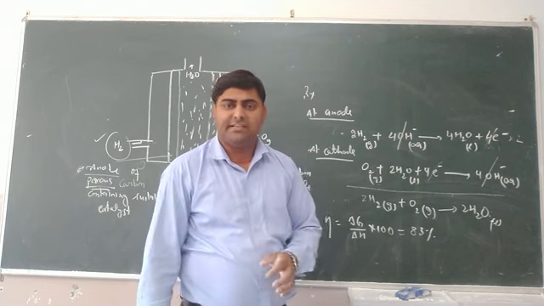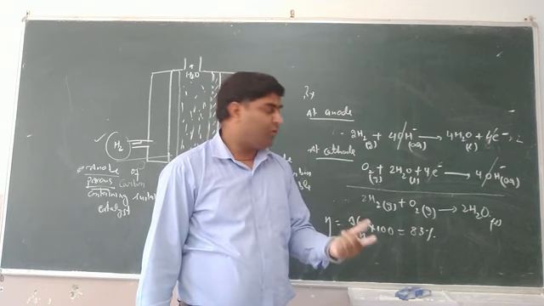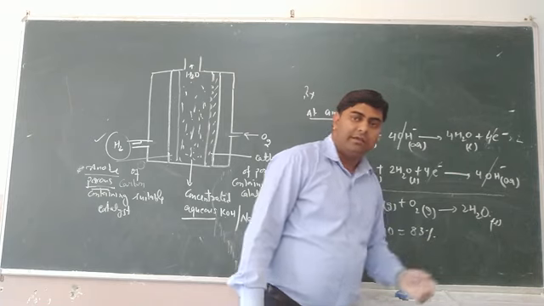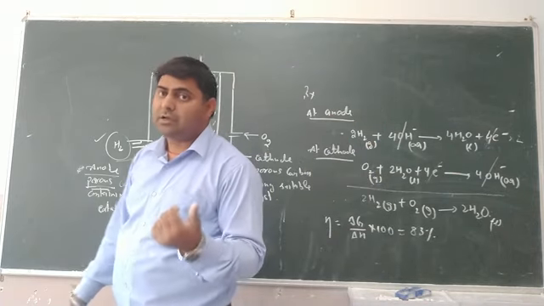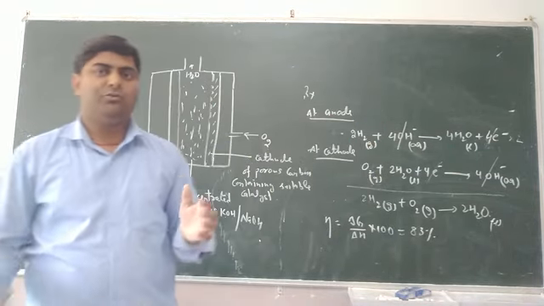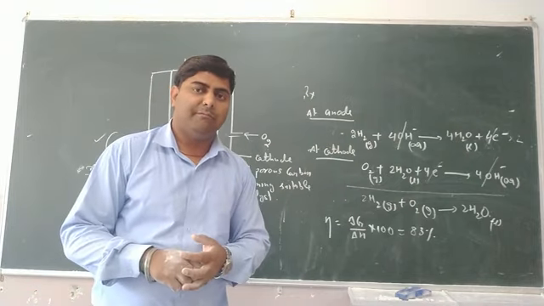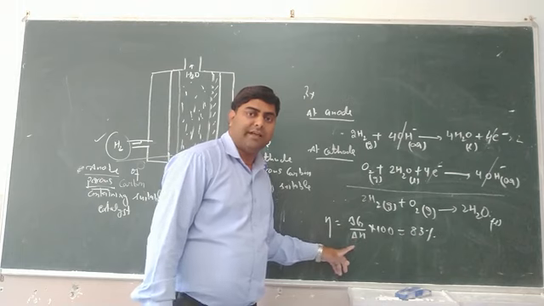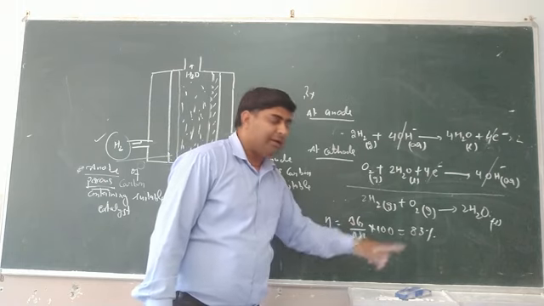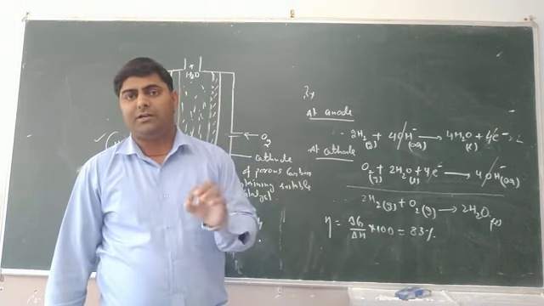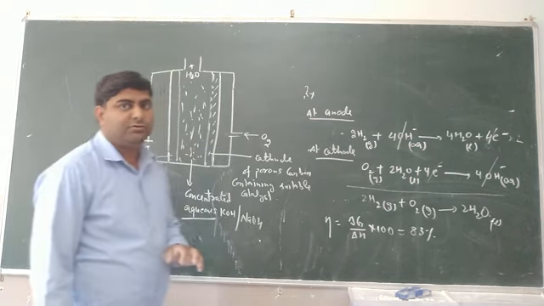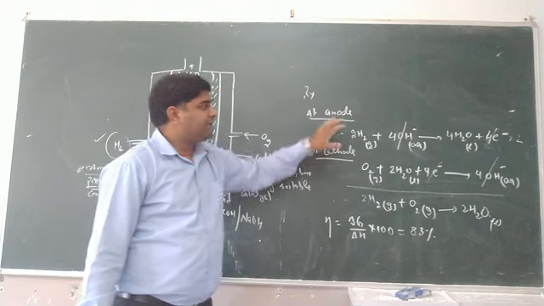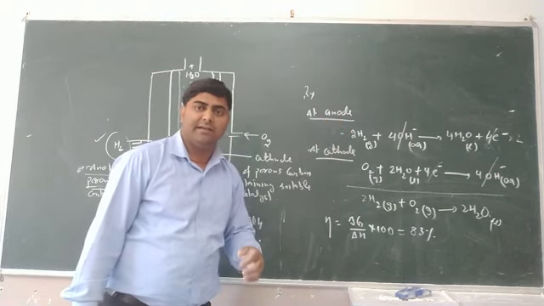The reaction is very simple. H2 plus O2 gives 2H2O. Keep in mind, it is a clean cell. It does not produce any kind of pollution. Efficiency is delta G upon delta H, which is found to be 83%, which is quite high. So you can see the diagram of the fuel cell, and the reactions taking place at the cathode as well as the anode.